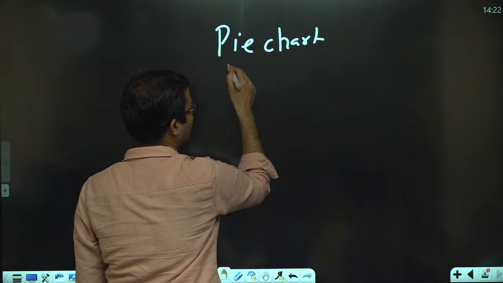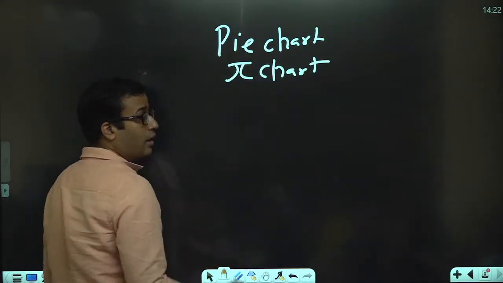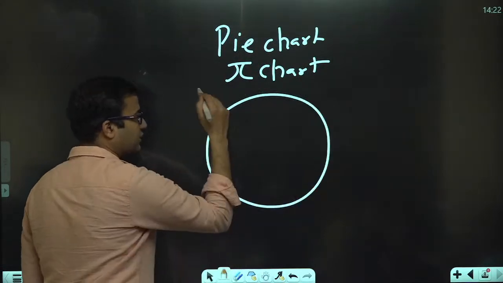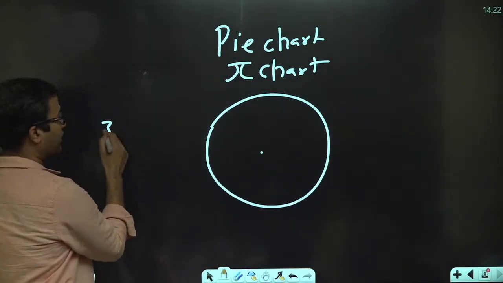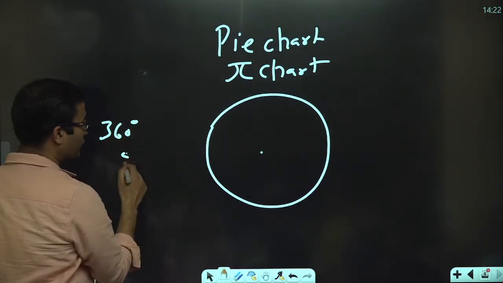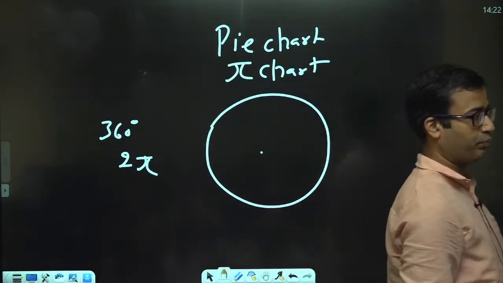ये pi वही है. इसको ऐसे भी लिख सकते हो. This is the pie chart we have. This circular representation around this center, the total angle is 360 degree. So actually it represents 2 pi. So the total is 2 pi angle.